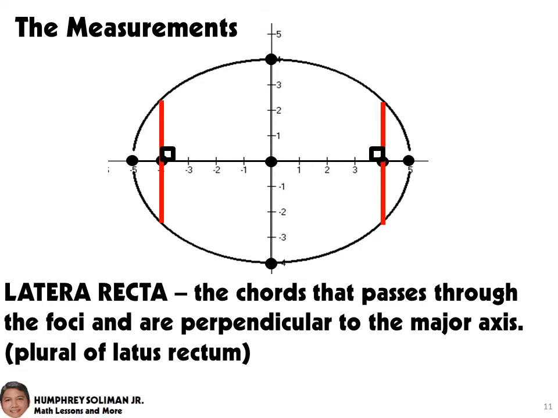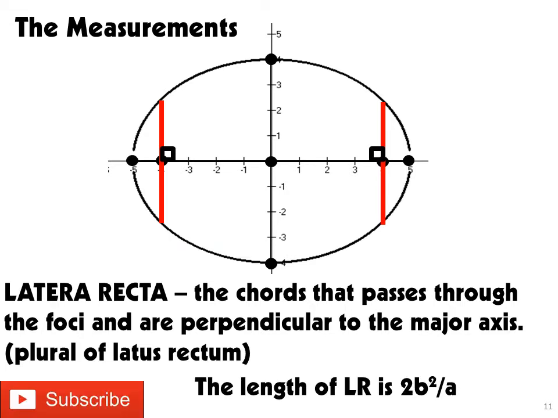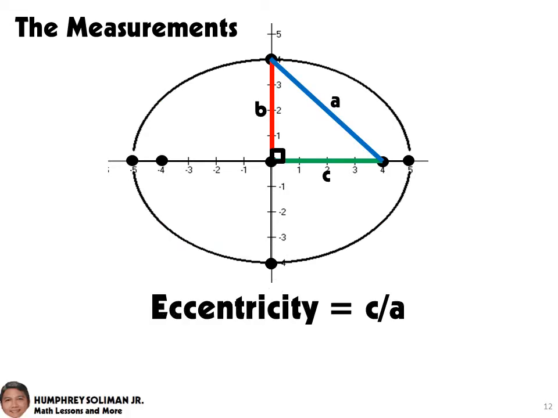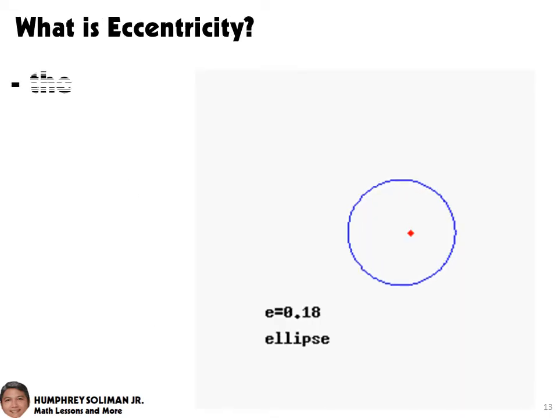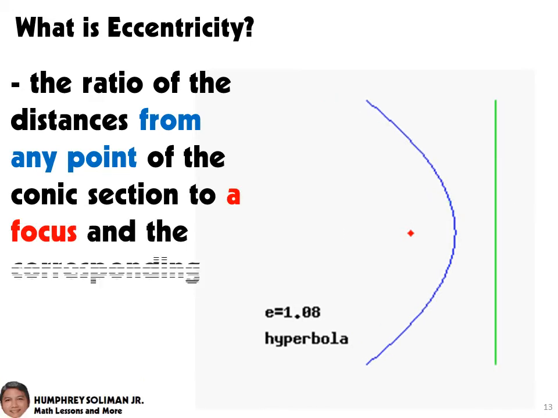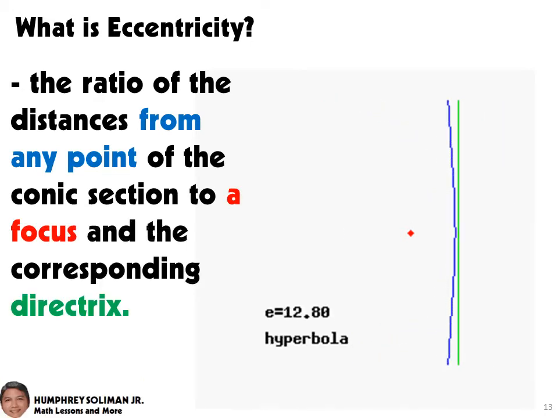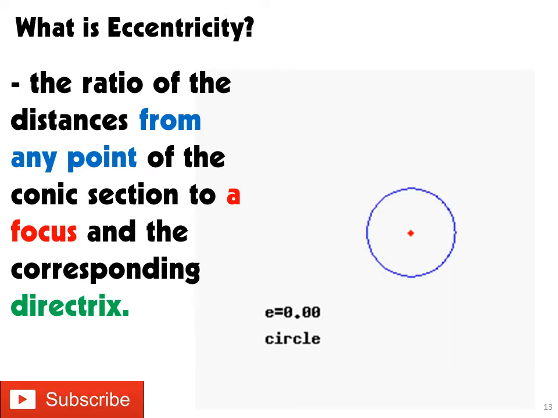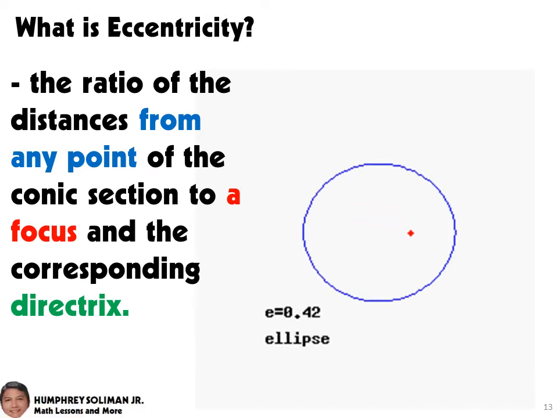Next, the latera recta, these are the chords that pass through the foci and are perpendicular to the major axis. The length of LR is 2b squared over a. Then, the eccentricity is c over a. What is eccentricity? For a given conic section, this is the mathematical constant that is the ratio of the distances from any point of the conic section, to a focus and the corresponding directrix.